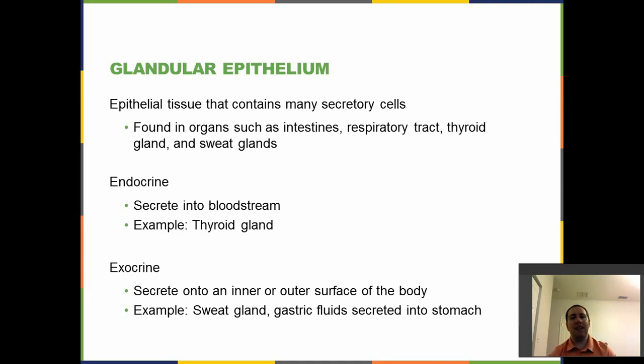Remember that the prefix endo always means in. So in this case, whatever this gland is making is going to stay inside of the body. And if it stays inside the body, it's most likely going to be secreted into the bloodstream. An example of an endocrine gland is the thyroid gland. Exocrine glands secrete something out of the body. Think exit, exo. A great example of this is a sweat gland that obviously goes outside of the body.